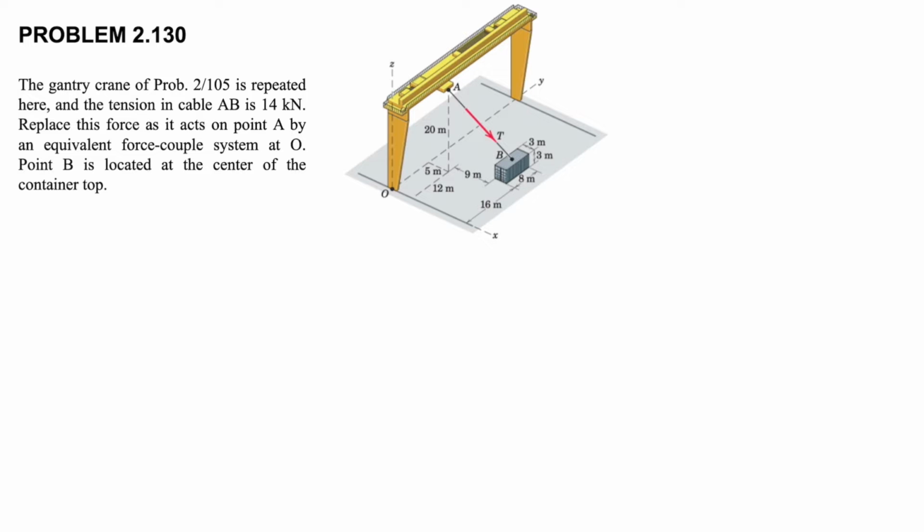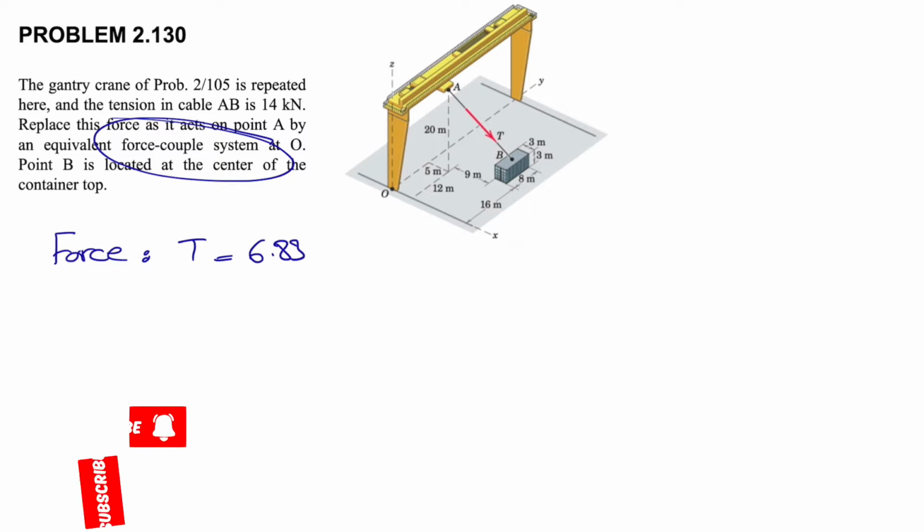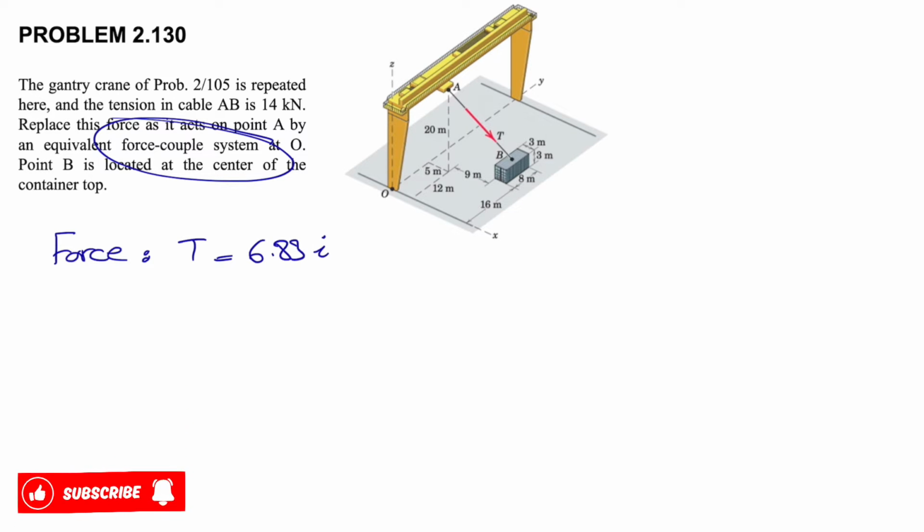So we have this crane that is attached to a cable, and we know the tension in the cable is 14 kilonewton. And in this question, we need to replace this force that is acting at point A with an equivalent force couple system at point O, and we know that the point B is at the center of the container top. So at the end, what we need to find in here is a force couple system, which means we need to have one single force that can represent all the forces in the question.